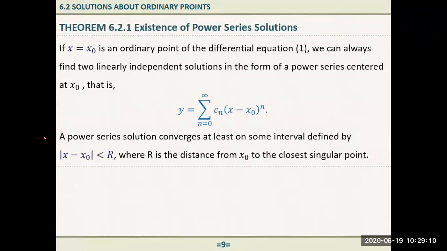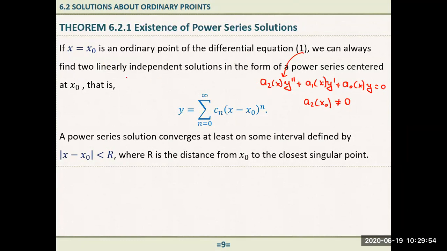This theorem states that if x equals x sub 0 is an ordinary point of the differential equation 1, and if you remember this differential equation 1, we mean this differential equation: a sub 2 of x y double prime plus a sub 1 of x y prime plus a sub 0 of x y is equal to 0. That was our second order linear differential equation. And here it's saying that if x sub 0 is an ordinary point, that means that a sub 2 of x sub 0 is not equal to 0, right?